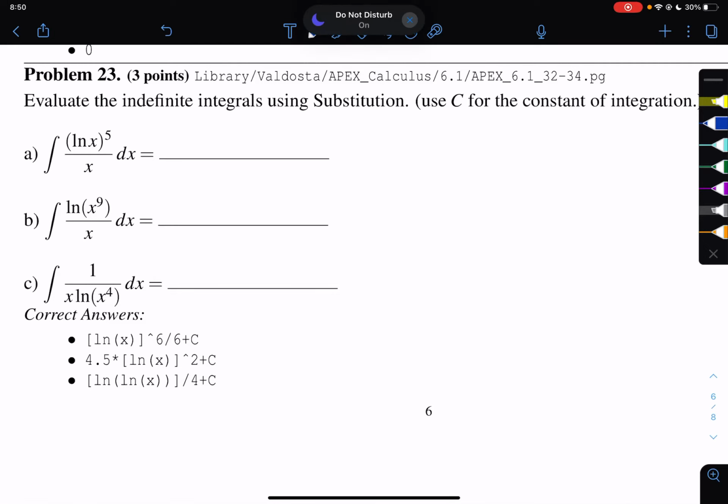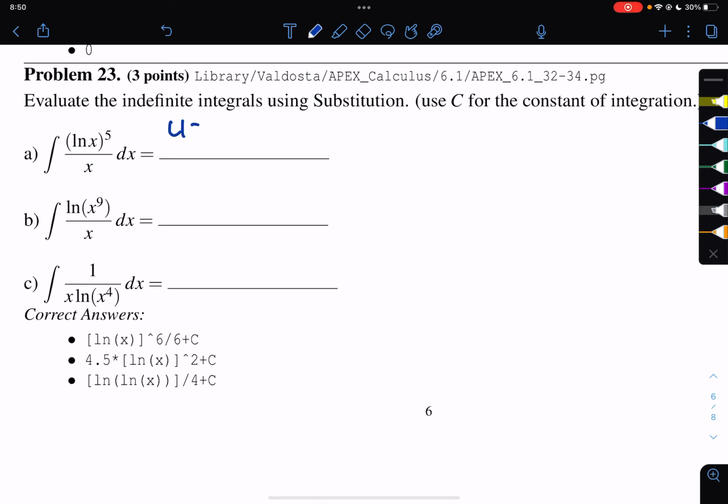So if we look at problem 23, you do need to observe the structure so as to make a good decision. Well, if I look at the first problem, the power of 5, and then I have ln(x) and I have x. So if we just think about it quickly, I can't really set x to be u. I either set ln(x) to be u, or I set ln(x) to the power of 5 to be u.